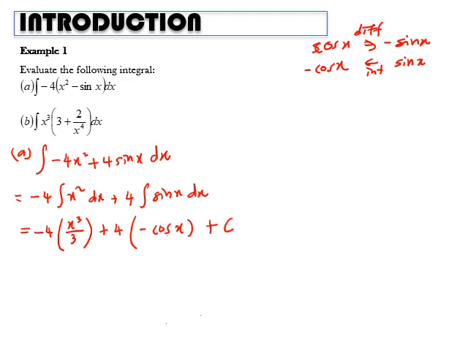Don't forget the plus c, okay? Because this is an indefinite integral, so there must be some constant there. And then we simplify it. It will be 4 over 3 x power 3 minus 4 cos x plus c. That's it for A. For B, okay, again we expand it.